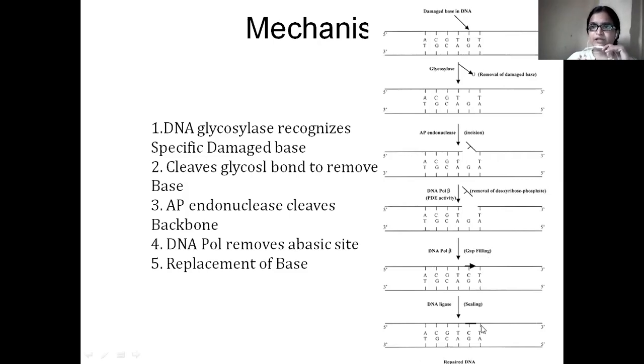DNA molecule. Okay, so this is the repair mechanism, or excision repair mechanism, or base excision repair mechanism. So here, as we have seen, DNA glycosylase recognizes specific damage to bases, cleaves the glycosyl bond to remove the base, AP endonuclease cleaves the backbone, DNA polymerase removes the abasic site, and then replacement of the base will be done by DNA polymerase.